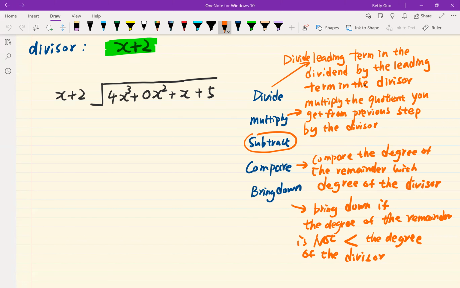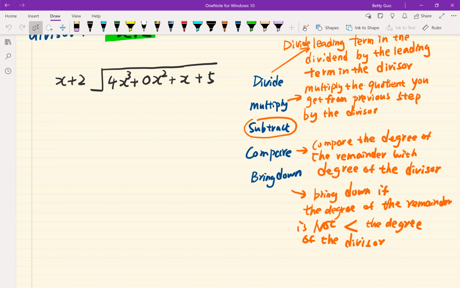The first step, divide. Divide what by what? Leading term in the dividend. What is the leading term in the dividend? This is the dividend, right? What's the leading term? Very good. Divide the leading term in the dividend by the leading term in the divisor. What's the leading term in the divisor? Awesome, very good.